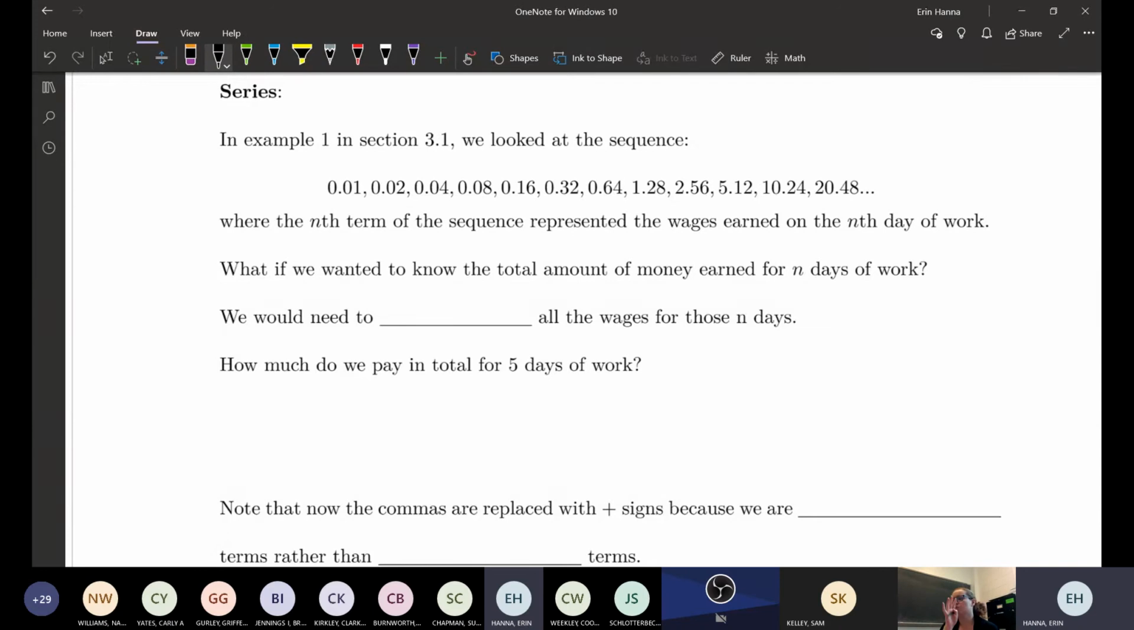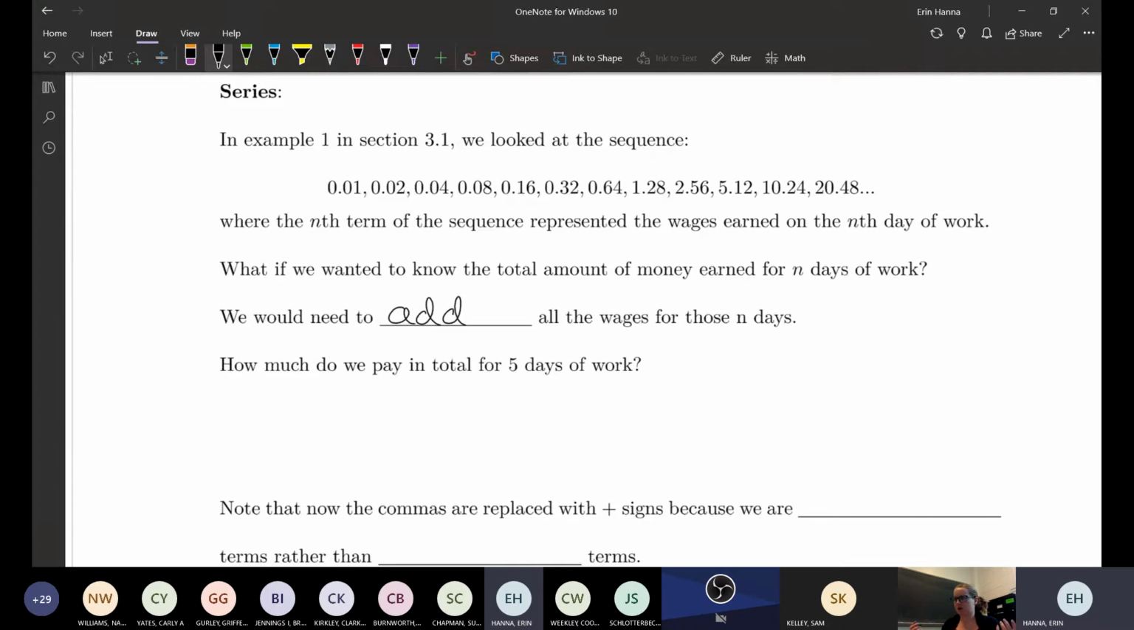So back in 3.1, you don't really need to recall it super well, but we looked at a sequence where you worked one day, you got a penny, and then every day afterwards you got double the amount you had before. So we eventually ended up with this sequence, where the nth term was twice the amount you had the day before. So what if you wanted to know the total amount you've earned in working some amount of days? We would, of course, add all of those wages together for those days that you were working over.